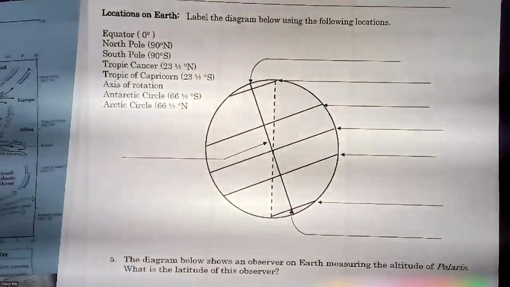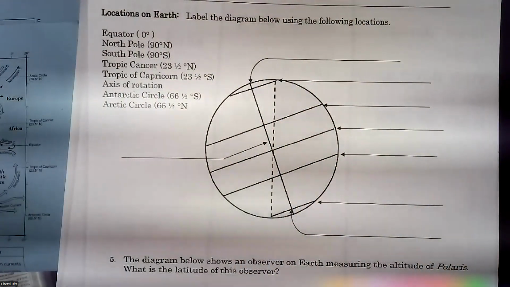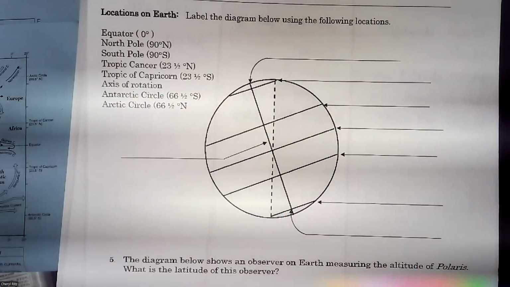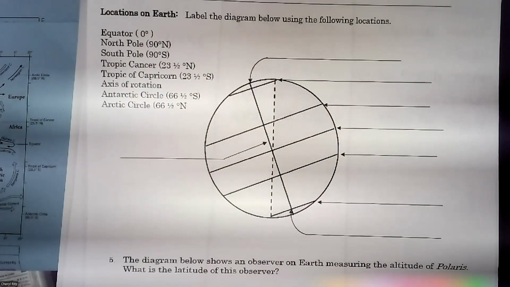But before you start labeling, what's the first weird thing you notice about this picture? It doesn't look like it's... Yeah, it's tilted, and that's why it looks off a little bit. Okay. So you guys are used to looking at pictures of the globe where it's straight up and down. That's not how the real world is. Right, the real world is tilted.